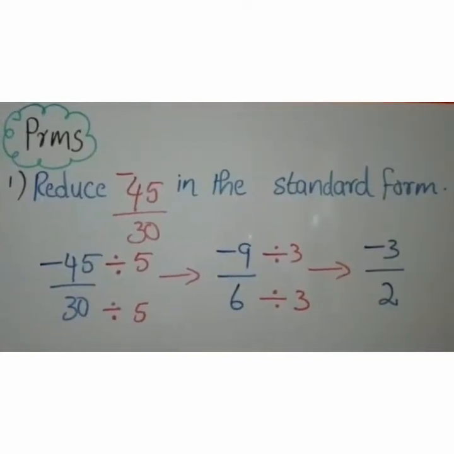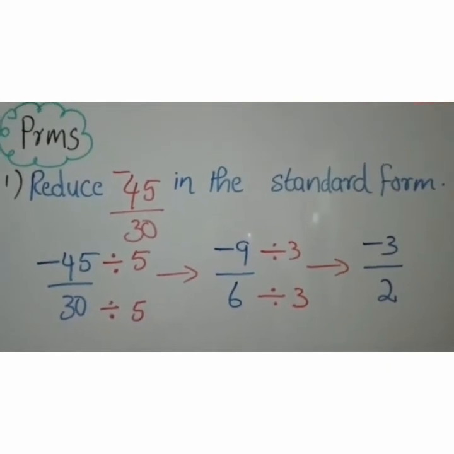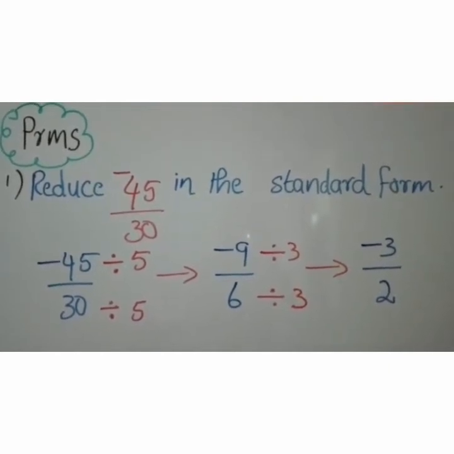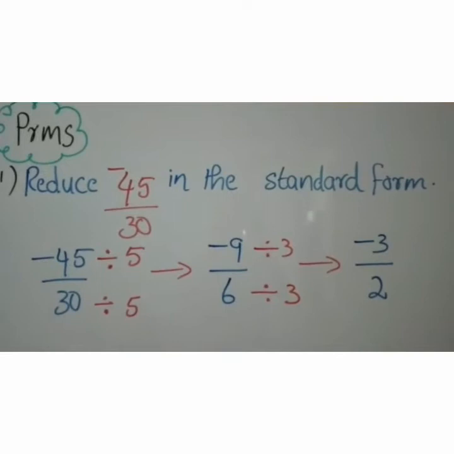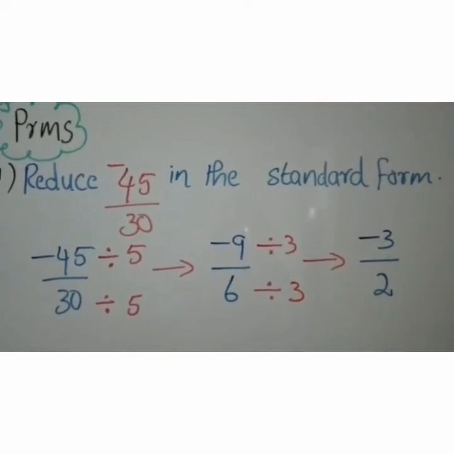Look at this example 1. Reduce negative 45 divided by 30 in the standard form. So negative 45 and 30, the common divisor is 5.